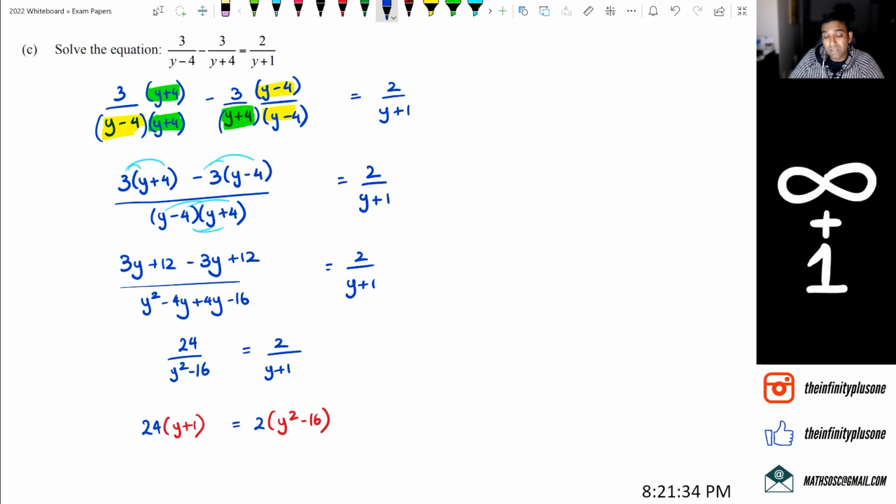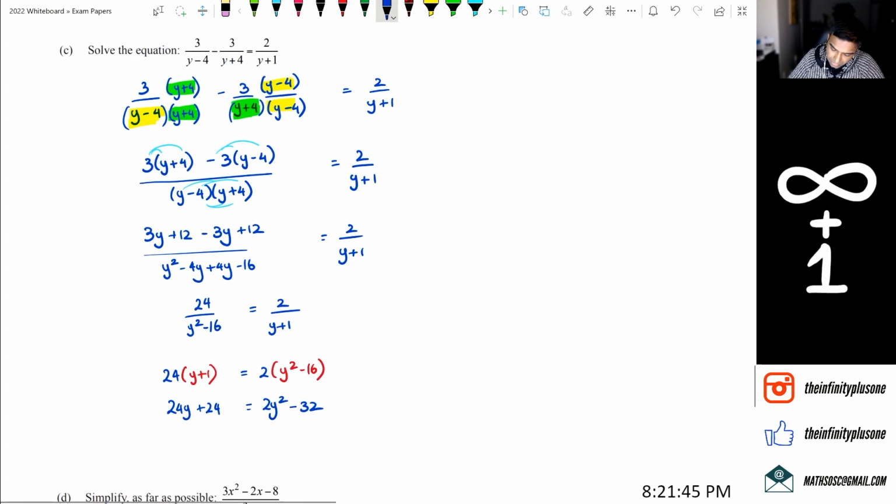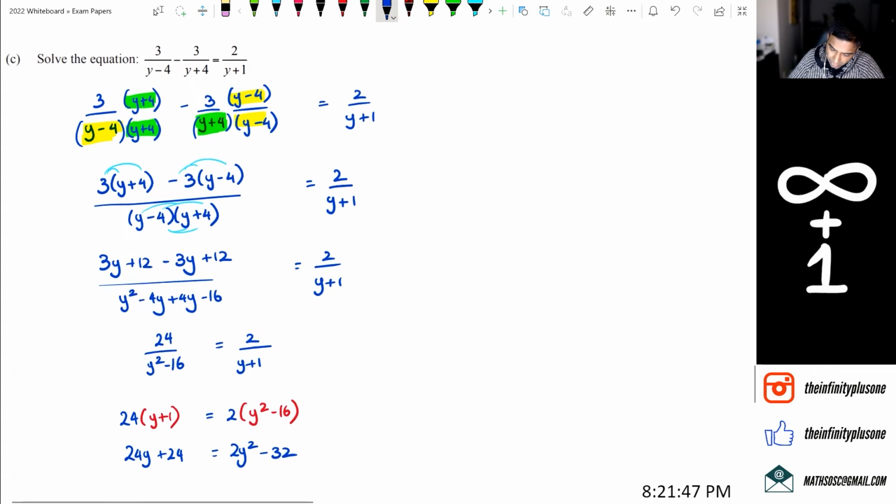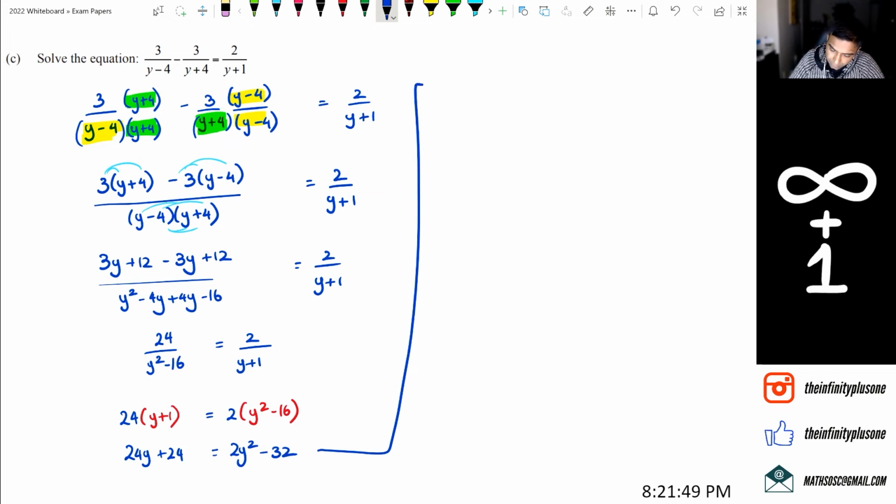So once again, I've got to expand the brackets. I've got 24y plus 24 equals 2y squared minus 32. Let's see if I still have space. Now I'm going to rearrange. I'm going to write this up here. So we've got 24y plus 24 equals 2y squared minus 32.